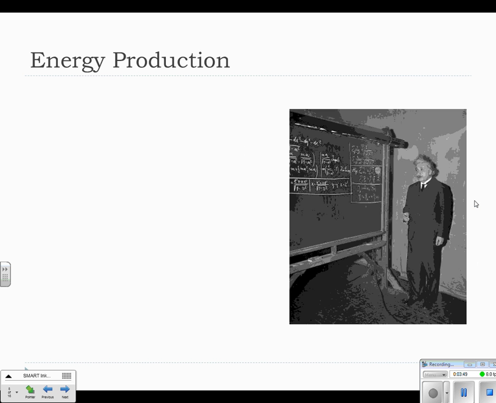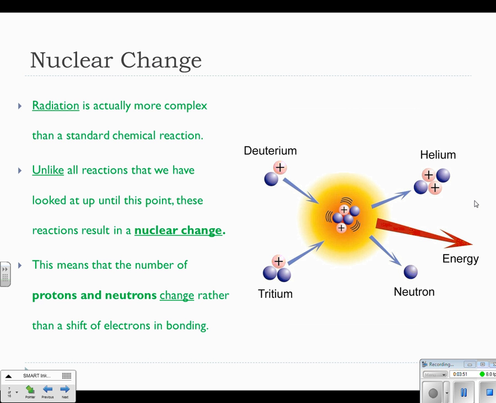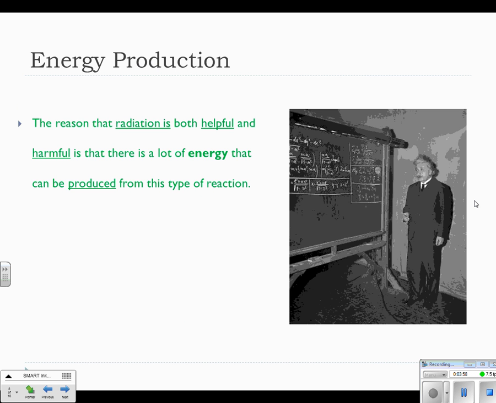There are different types of nuclear changes, nuclear reactions. You did some of these like alpha decay and beta decay back in 9th grade. So the reason that radiation is helpful and harmful is there's a lot of energy produced from this type of reaction.